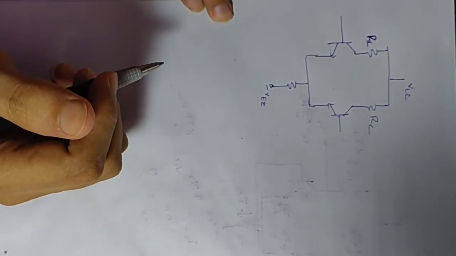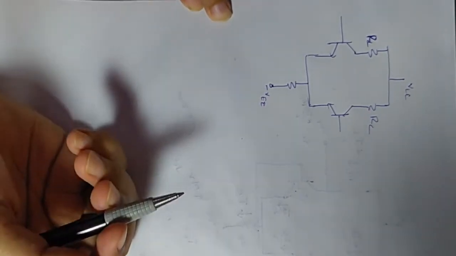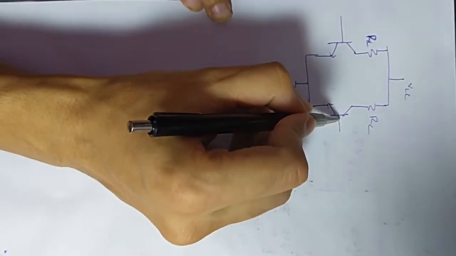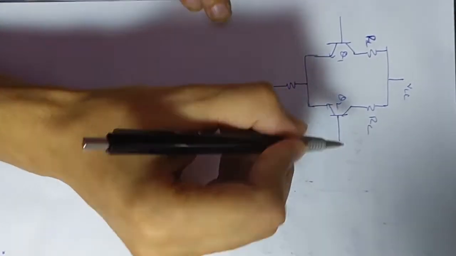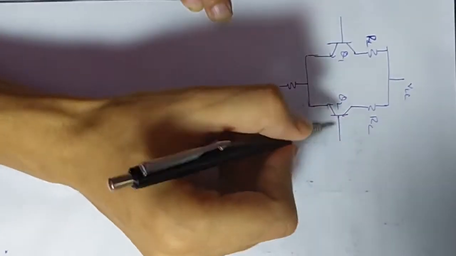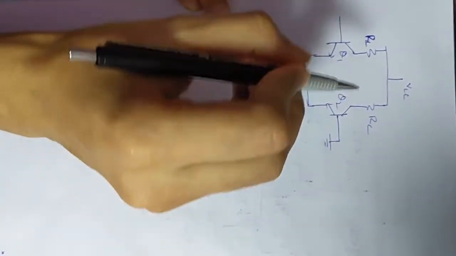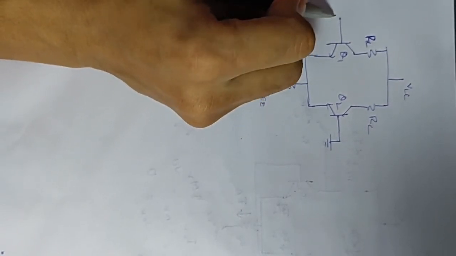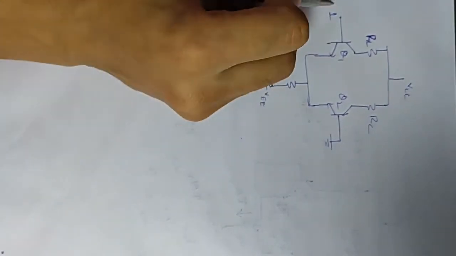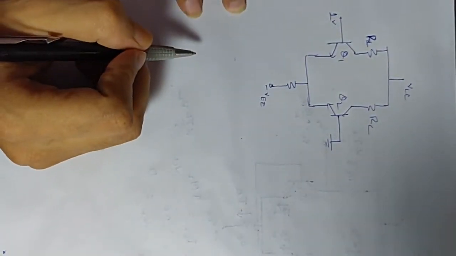Now let us assume the second case. In this case, we will connect the base of this second transistor, that is Q2, to ground and apply a plus 1 volt to the base of Q1.